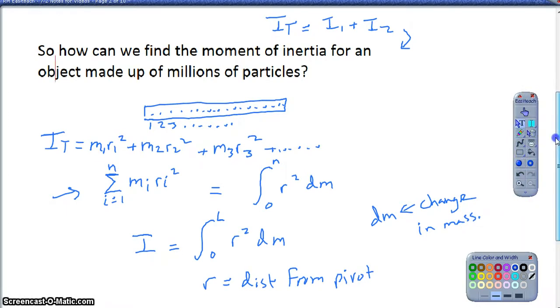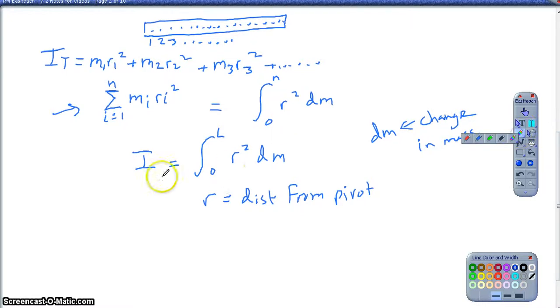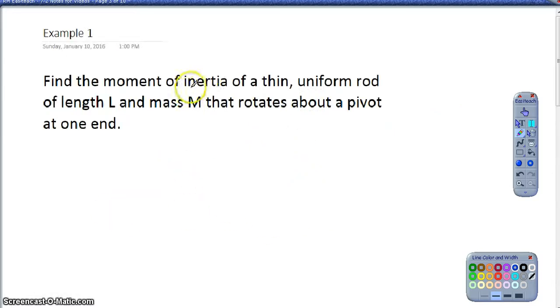But anyway, the moment of inertia we're defining using calculus as the integral of r squared dm. Right? So again, that is a very, very big conclusion for us. We will use this in the next few examples to see a variety of different objects. Okay, so to clarify that equation, let's do some examples that hopefully help you see exactly what we're going to have to do.